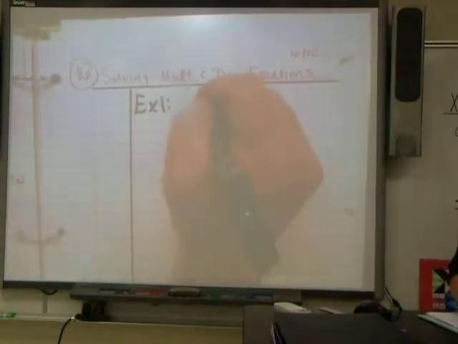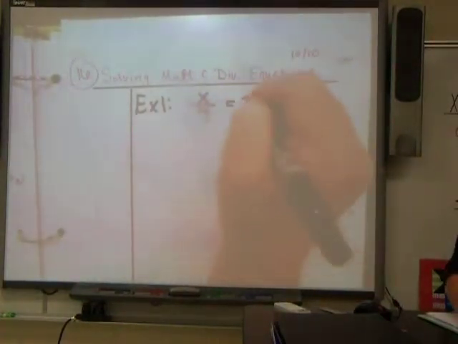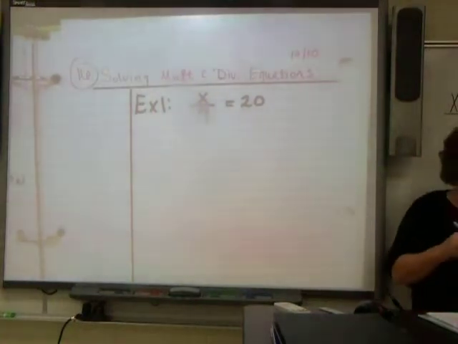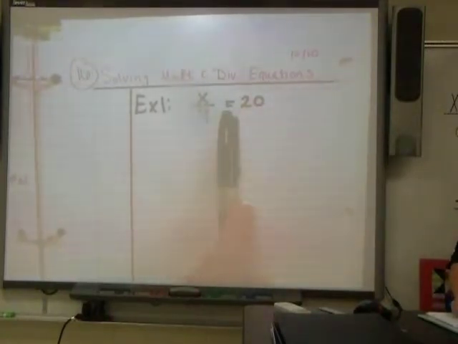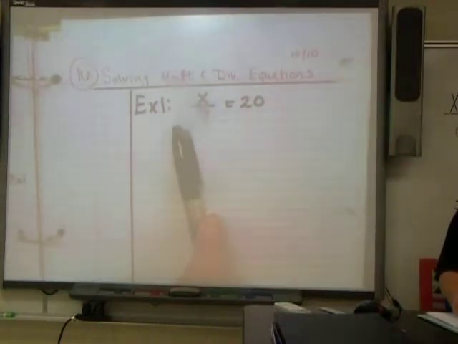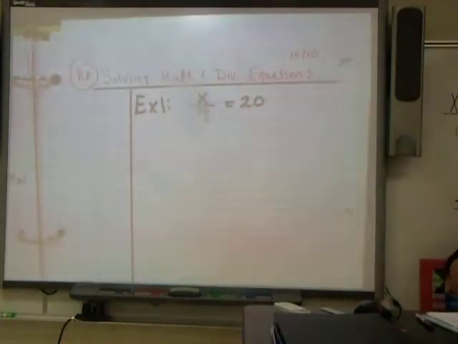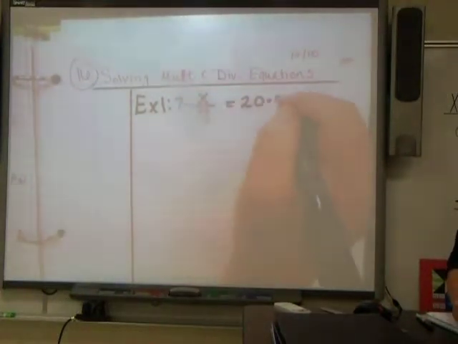So if I had x over 7 is equal to 20. We have an equal sign, that means we have an equation. That means both sides need to stay balanced. That means what I do to one side, I do to the other. So basically what I have to ask myself at the beginning, always, is what has been done to the variable. What have I done to x? It has been divided by 7. What's the opposite of division? We're going to multiply both sides by 7.